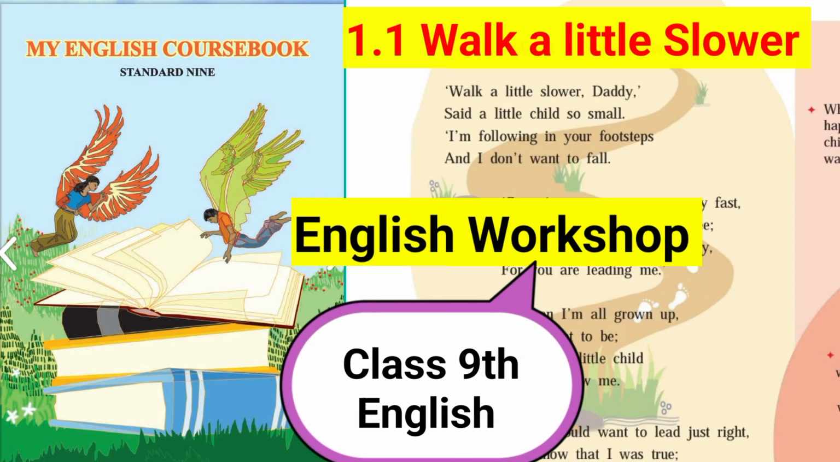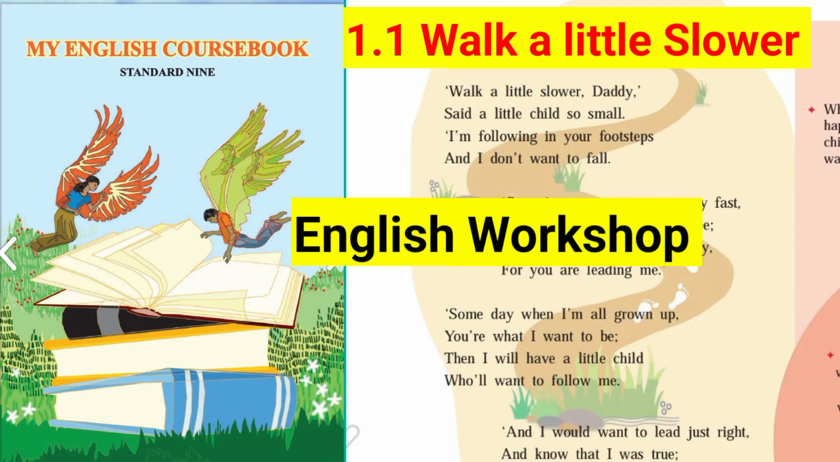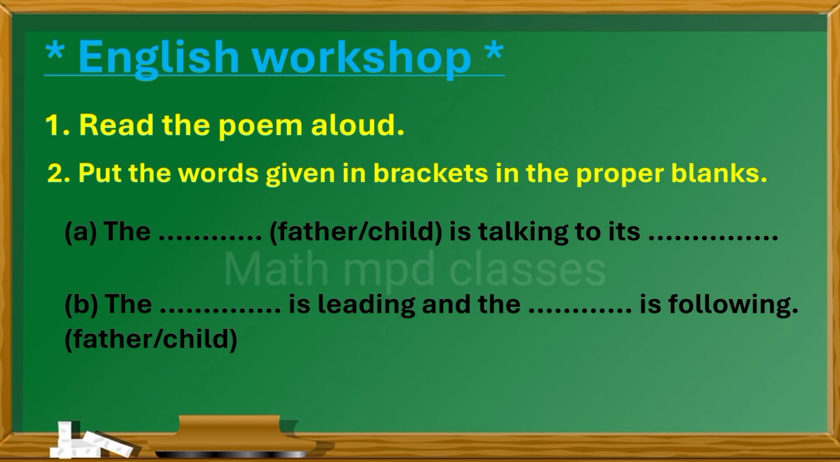Children, today we are going to see class 9th English 1.1 Walk a Little Slower poem, English workshop. Question number 1. Read the poem aloud. यहाँ पे ये जो पोएम दी गई है उसको अच्छे से रीड करना है. क्वेश्चन नंबर 2. पुट द वर्ड्स गिवन इन ब्रैकेट्स इन प्रॉपर ब्लैंक्स.